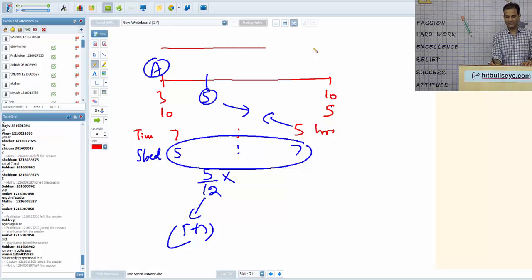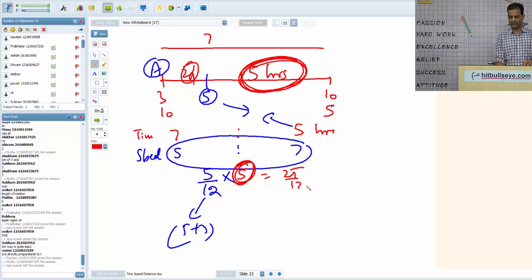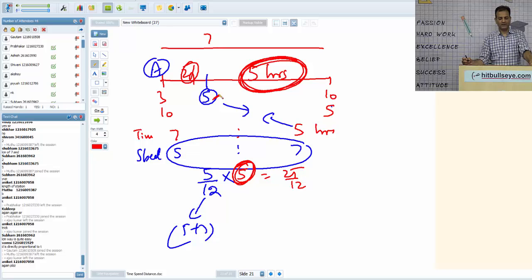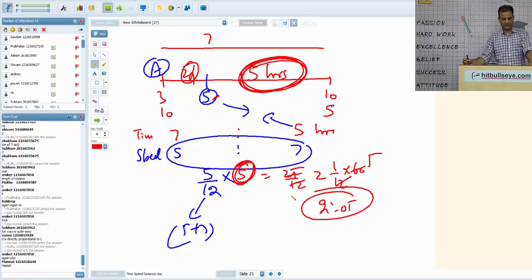This train will take how much time, friends? 7 hours. 2 hours is covered. Forget the 2 hours. The remaining time is 5 hours. You have to multiply this remaining time of 5 hours here and you will get the answer straightaway: 25 by 12 hours after 5 they will be meeting. 25 by 12 means 2 hours and 1 by 12 into 60, so after 2 hours 5 minutes they will be meeting.